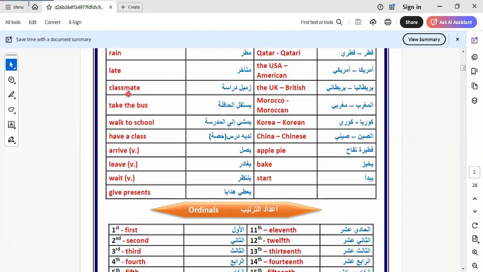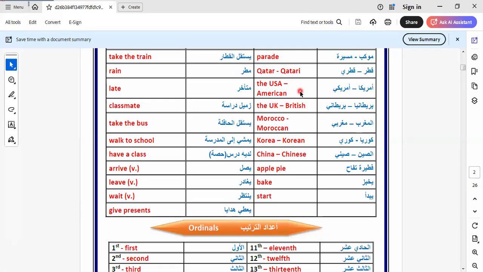Here we have classmate. The United Kingdom, British. So here we have Qatari, American, and British. All these are called nationalities. Nationality means the place that I come from and belong to. So we say Qatari. Qatari means I'm from Qatar. When you say American, I'm from America. When I say British, I'm from the United Kingdom. When I say Moroccan, I'm from Morocco. Korea, I'm Korean. China, I'm Chinese.